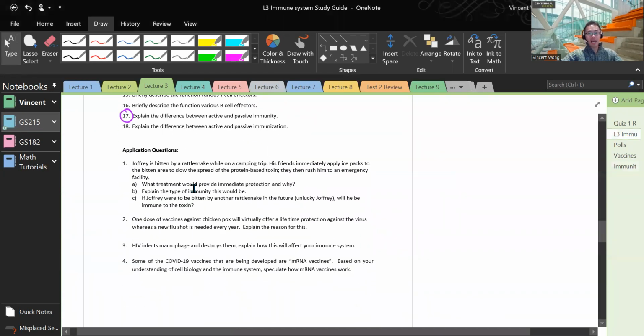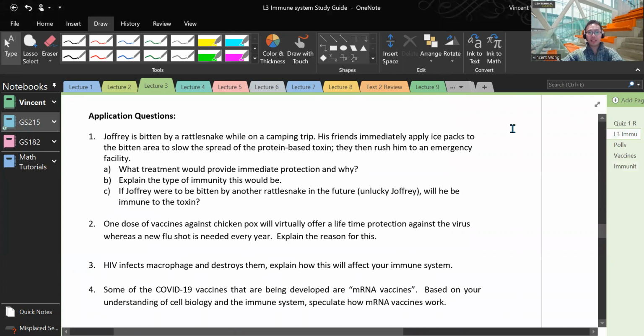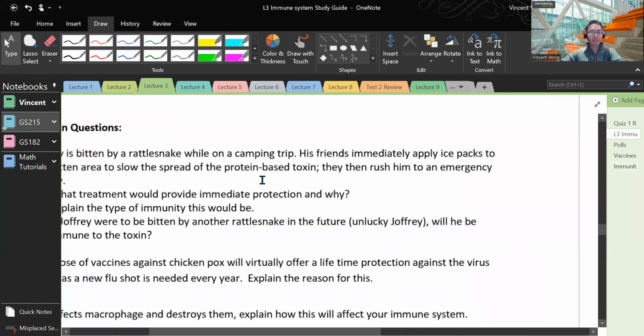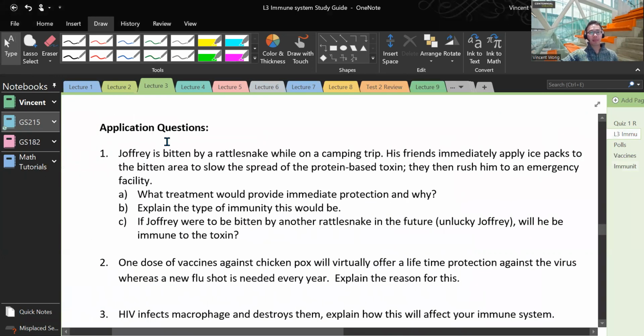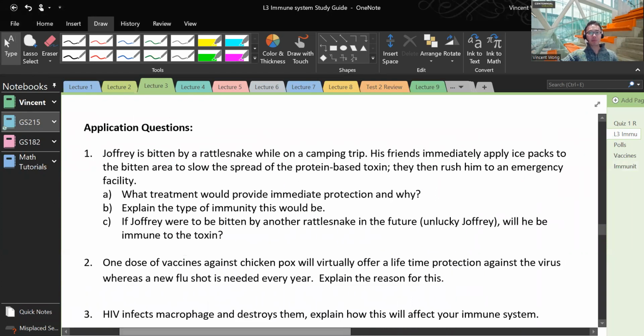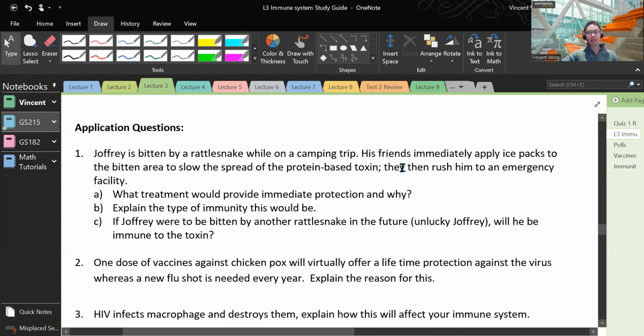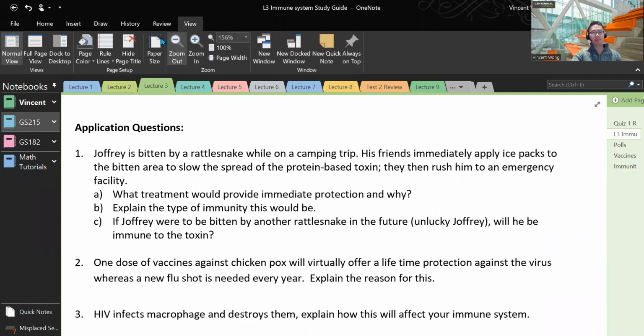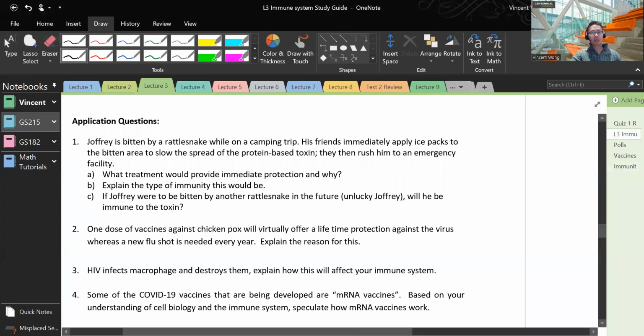Okay, let's go to the application questions here. All right, here, Joffrey. Joffrey is bitten by a rattlesnake while on a camping trip. His friends immediately apply ice packs to the bitten area to slow the spread of the protein-based toxin, then rush him to an emergency facility. What treatment would provide immediate protection, and why? What do you think? What are the people gonna give him?